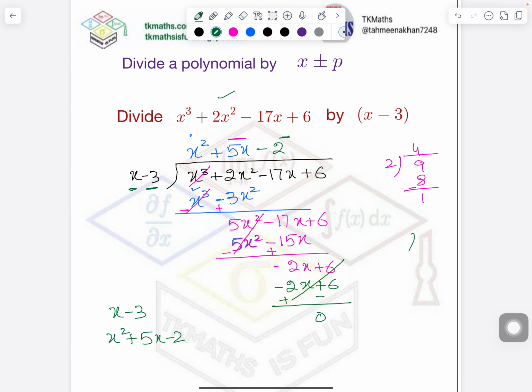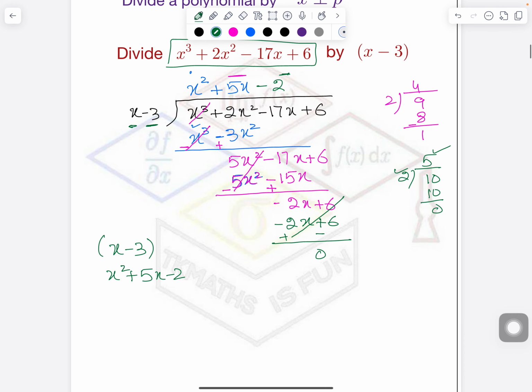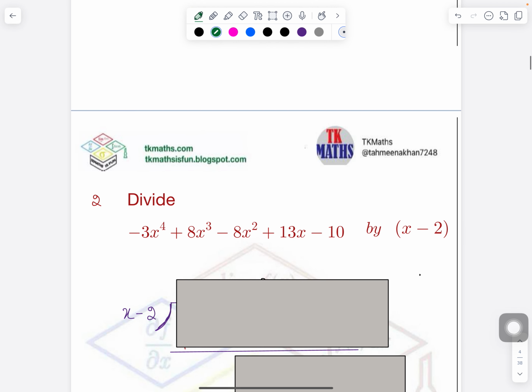Just like in the division of numbers, if you get a remainder 0, then 5 and 2 are factors of 10. So I can say x minus 3 and x square plus 5x minus 2 are the factors of this dividend. Okay. Focus here is the long division technique.